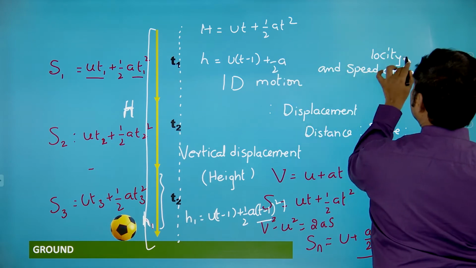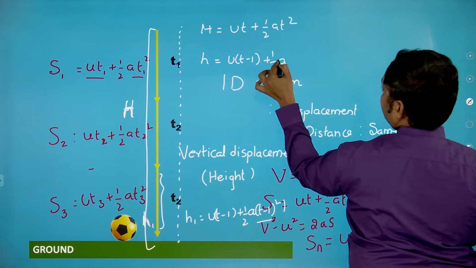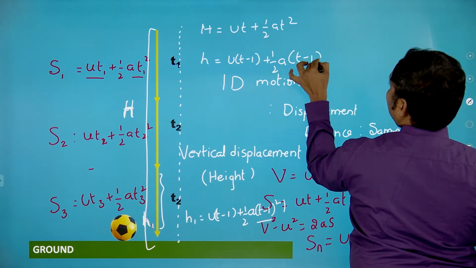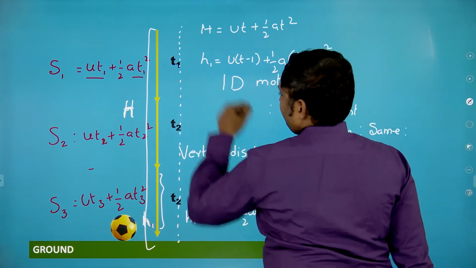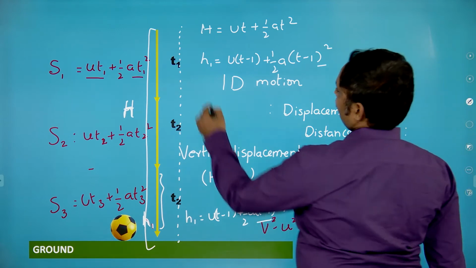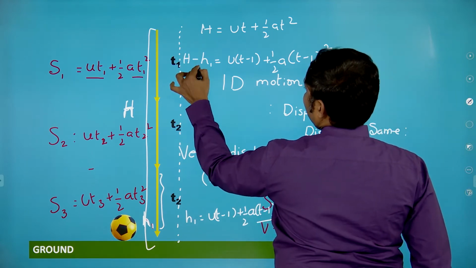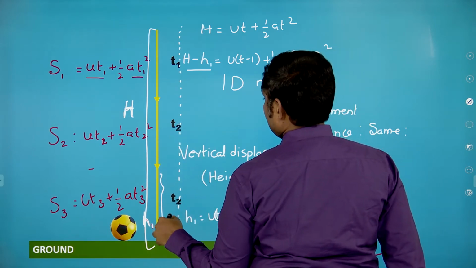Now if you know that h is u into (t minus 1) plus 1 by 2 a into (t minus 1) whole square, that's very clear. h1 is going to be calculated. In this way we can do the problems. That is going to be h minus h1, and you will get this one.